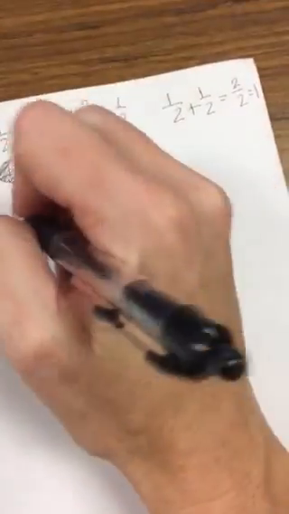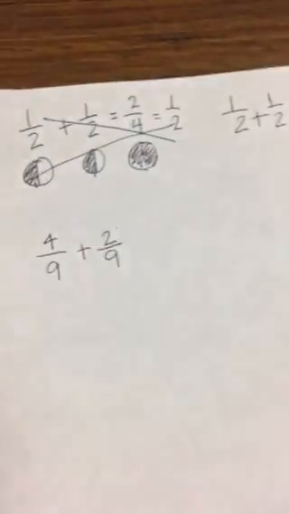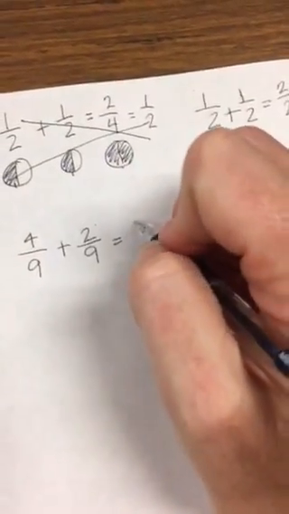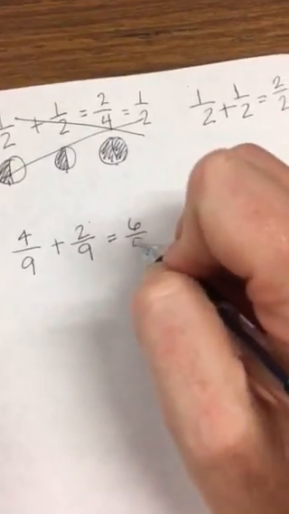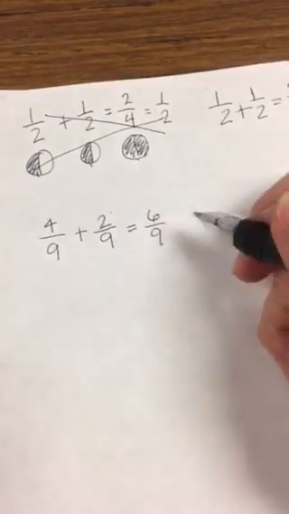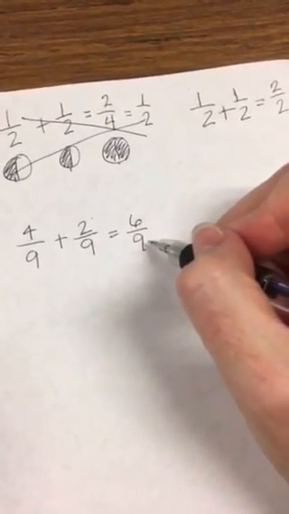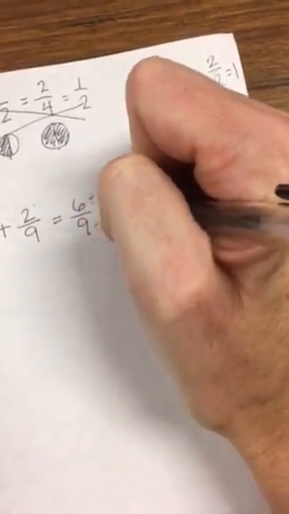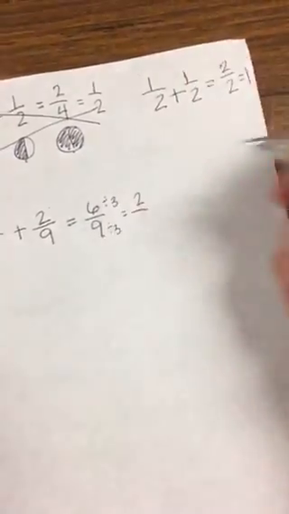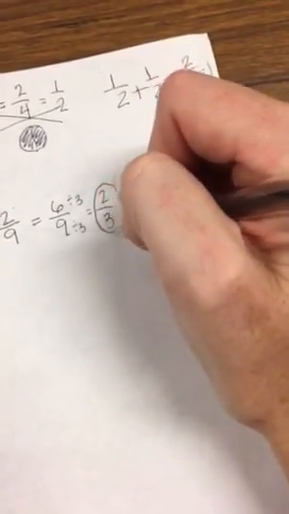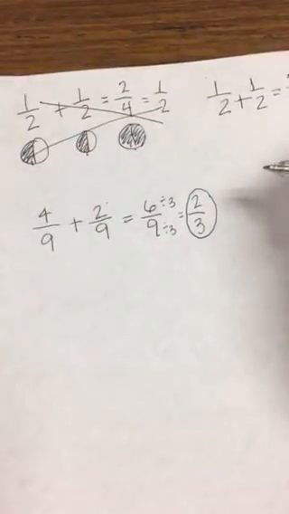So if you have common denominators, like 4/9 and 2/9, I add my numerators. 4 plus 2 is 6. I keep my denominator. And 6 and 9 share some common factors. This is what we did yesterday in class. 6 and 9 share a common factor of 3. So if I simplify both of these by 3, I end up with a finished fraction of 2/3. So this is the sum of those two fractions.